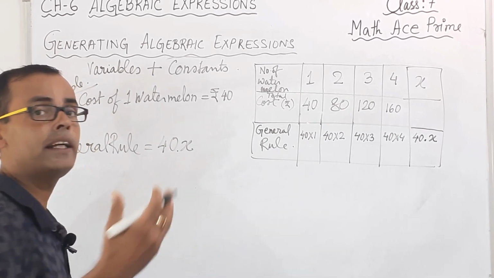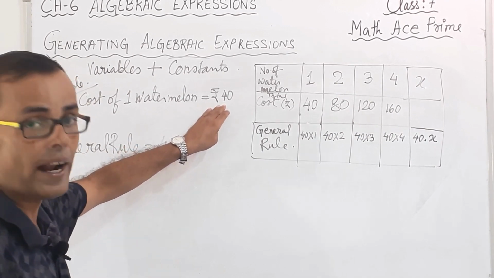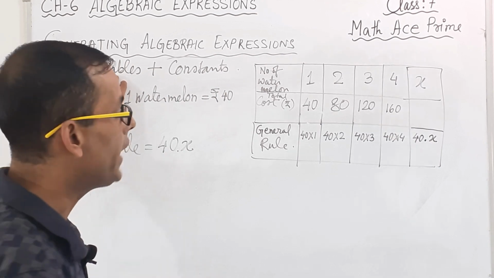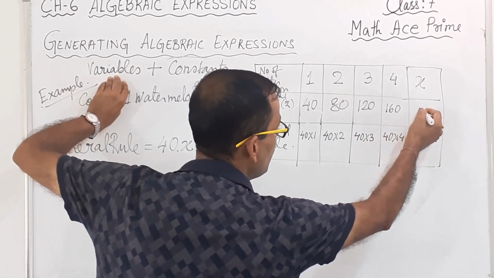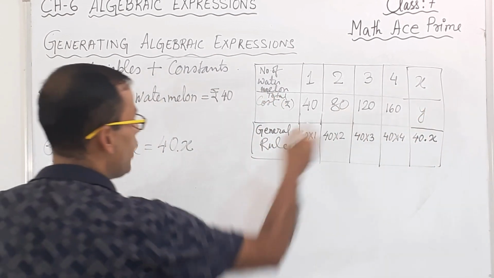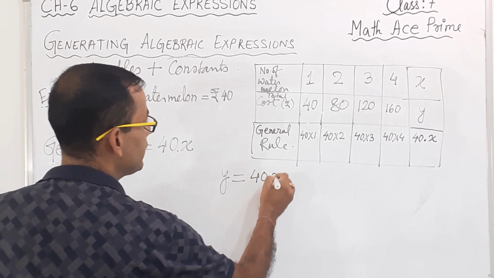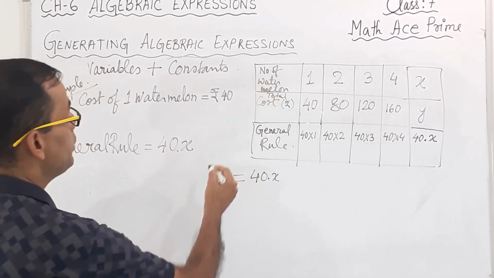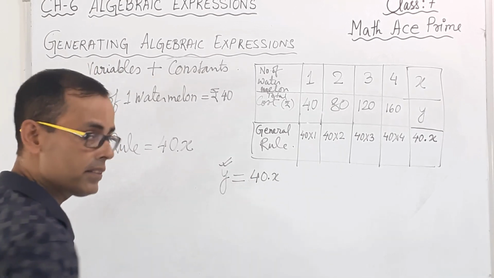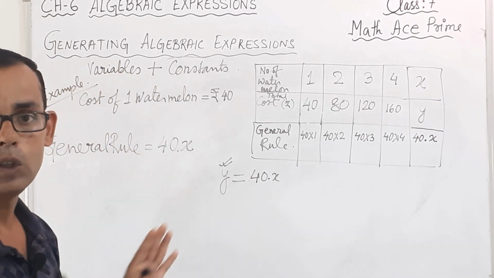Sometimes we take more literals or variables. X we took here, we can take y also. We can take this one as y also. So y will be how much? y will be 40 into x. That means the total cost I am taking as y, and the total cost is coming 40 into x. Okay. So this is how we frame the general rule.